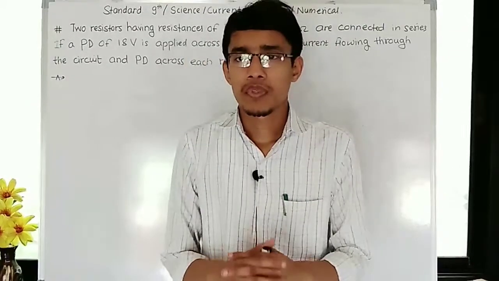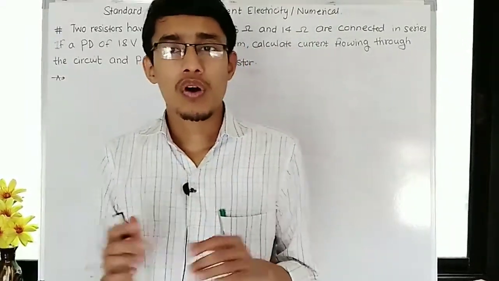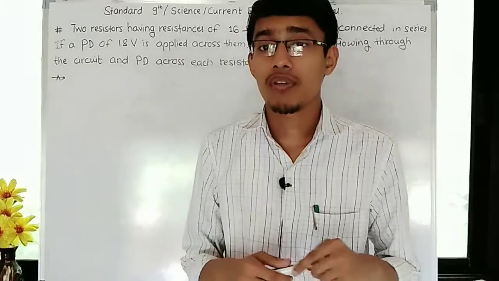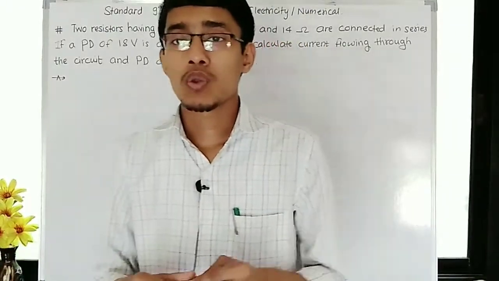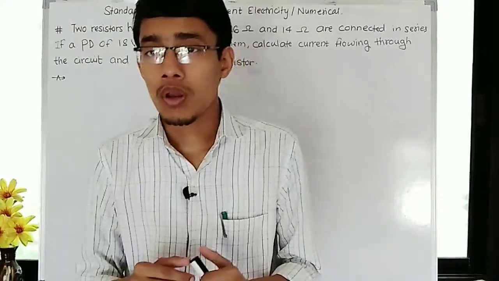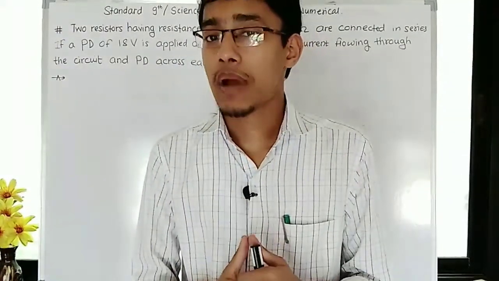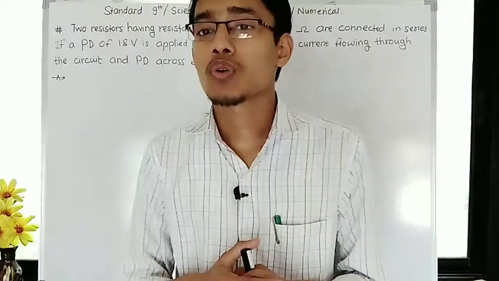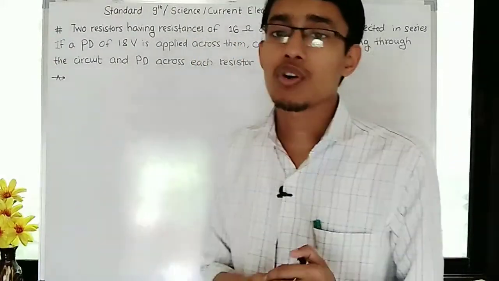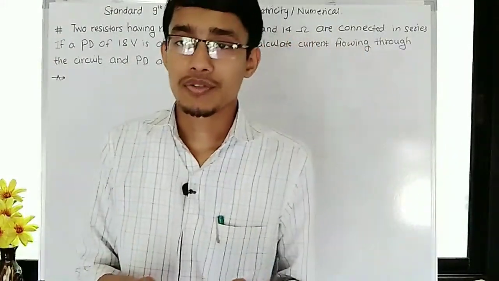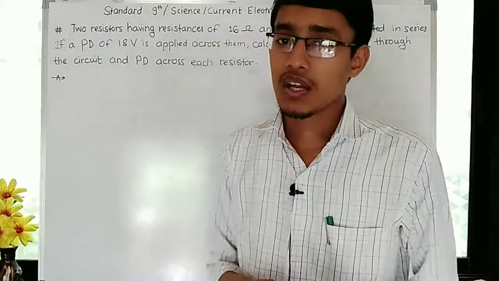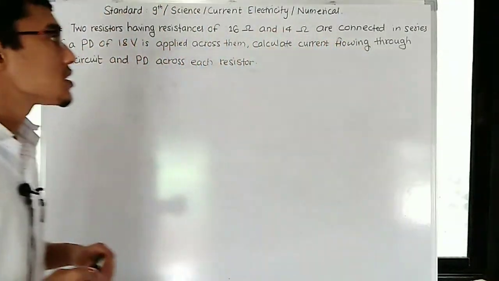Hello everyone. In this lecture we are going to solve numericals from chapter number 3, current electricity, and those numericals are going to be on resistances connected in series and connected in parallel. One numerical will be solved for series connection and one numerical for parallel connection. We will start with the series connection numerical. Okay, what is the question?